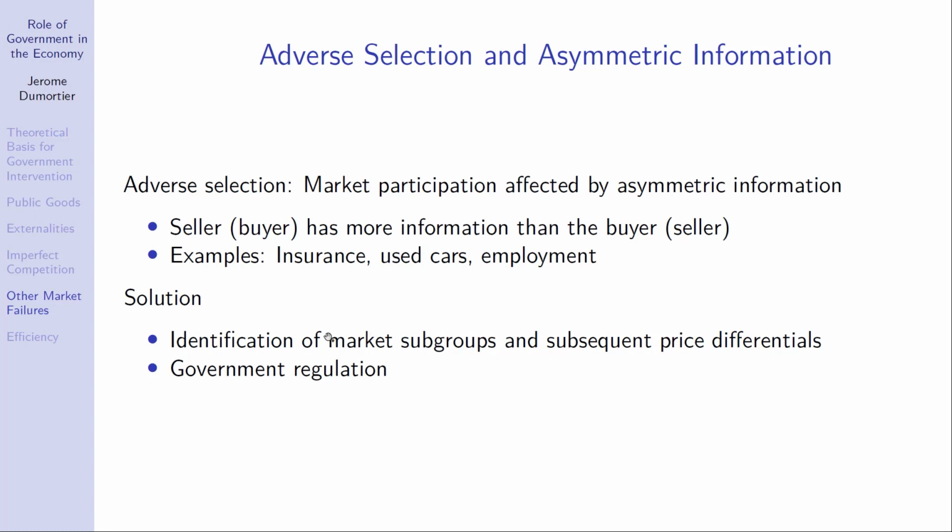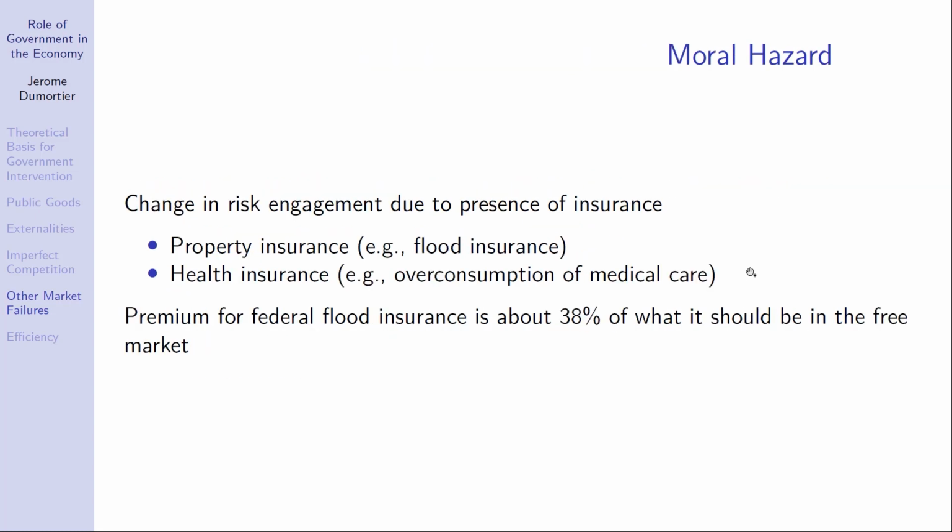One of the solutions to reduce asymmetric information is, for example, to identify market subgroups and then price differently. So for example, if an insurance company can actually identify the good drivers and the bad drivers, then the insurance company can charge different prices according to the risk profile of the drivers. You also have moral hazard. That basically means you change your risk engagement in the presence of insurance.